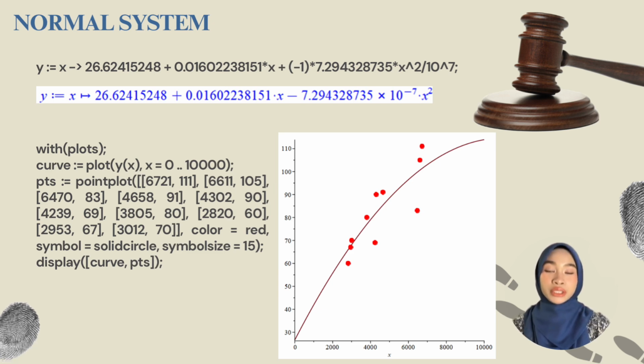Y is equal to 26.62415248 plus 0.0160223815 minus 7.2943288735 times 10 to the power of negative 7 x squared. According to the equation, we design a graph. From the graph, the fitted quadratic curve indicates that the dependent variable increases as the independent variable increases, but the rate of increase gradually declines. Despite the presence of random deviations, the model provides a reasonably good representation of the observed pattern.